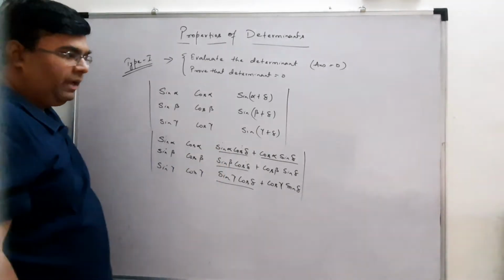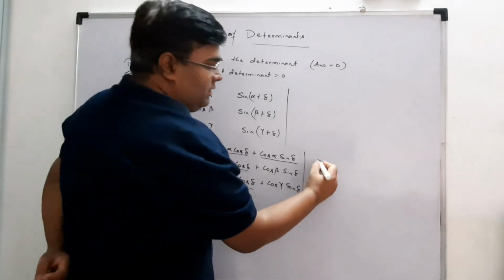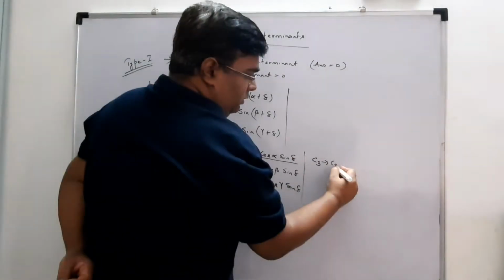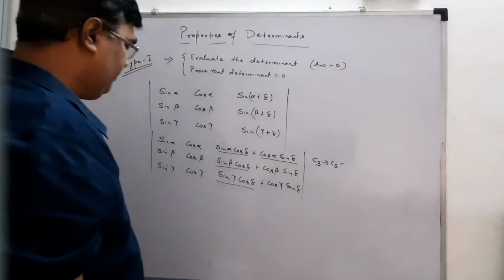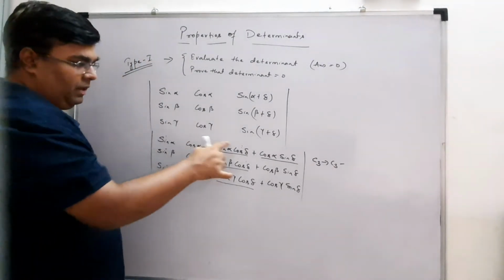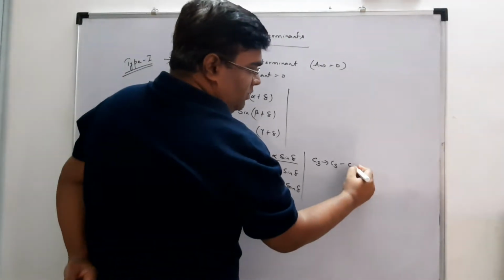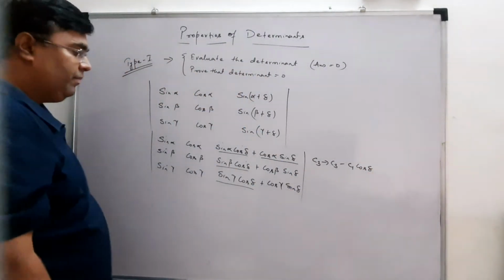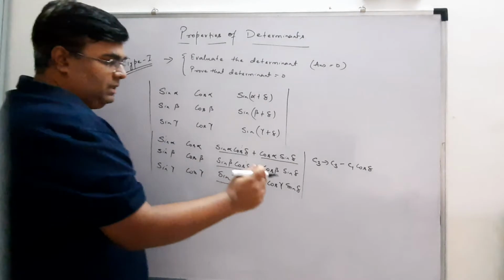So if I apply this operation, C3 becomes C3 minus C1 multiplied by cos delta, minus C2 multiplied by sin delta.